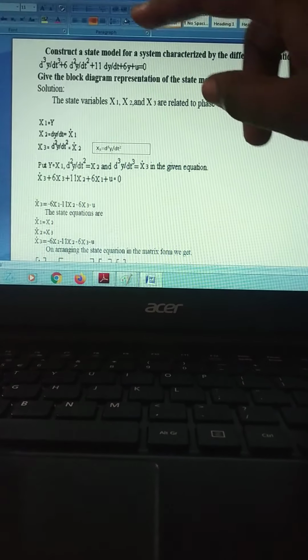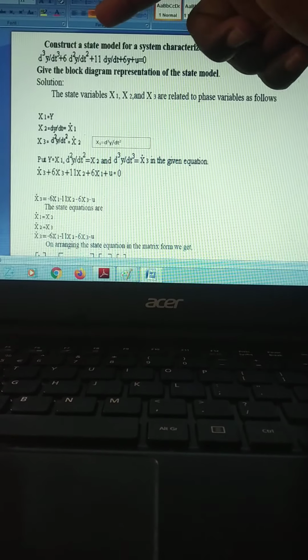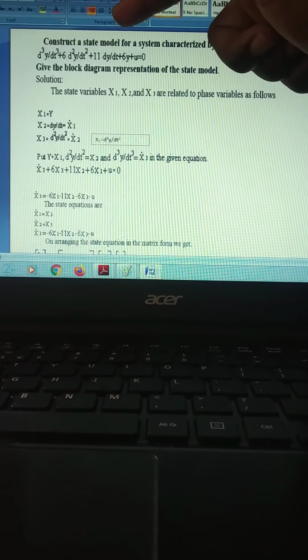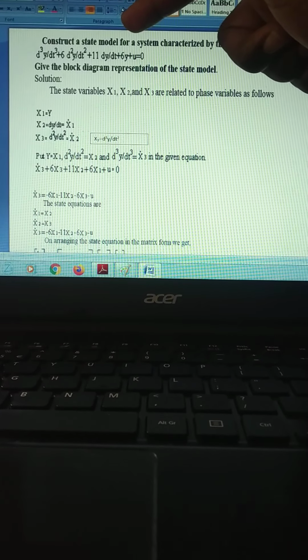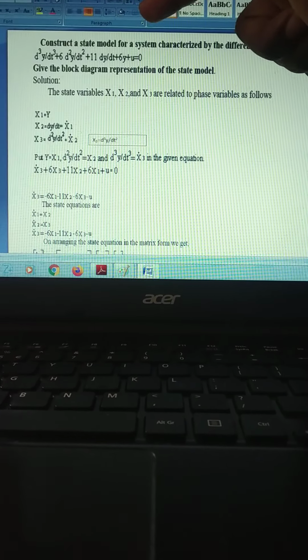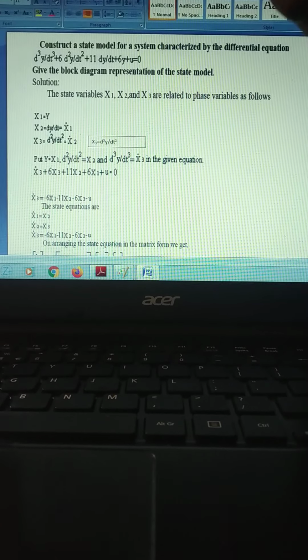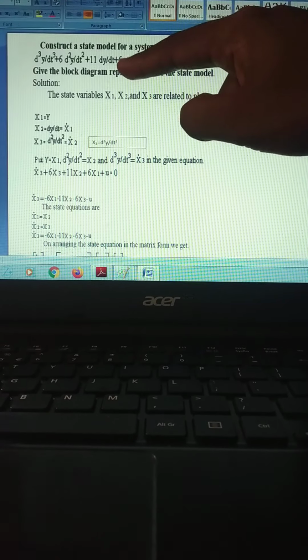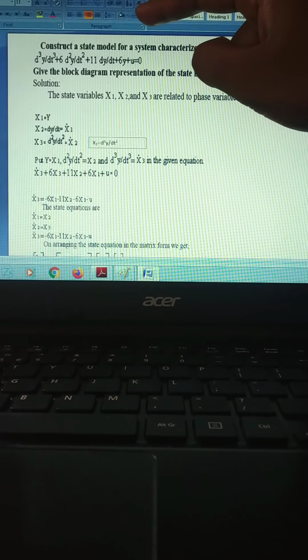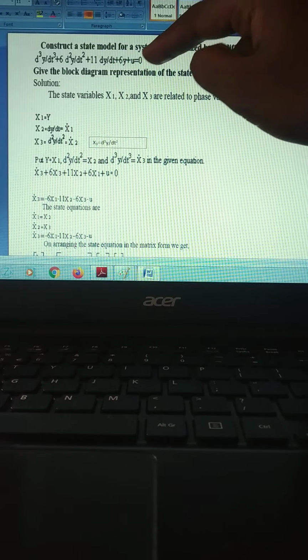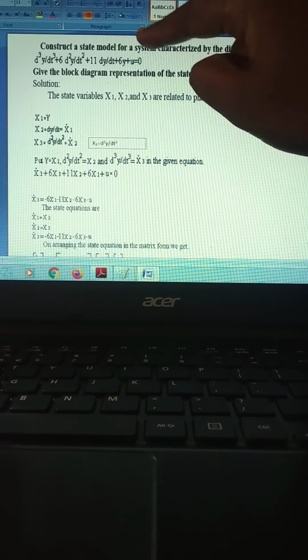What we are given here is d cube y by dt cube plus 6 d square y by dt square plus 11 dy by dt plus 6y plus u is equal to 0. So y, y square, y cube, three independent variables are given, and also one input term plus u is given.